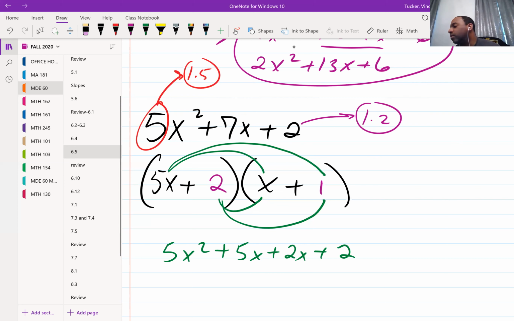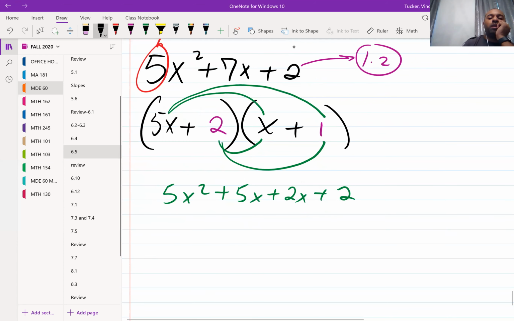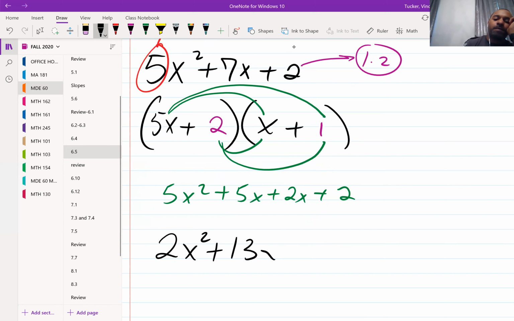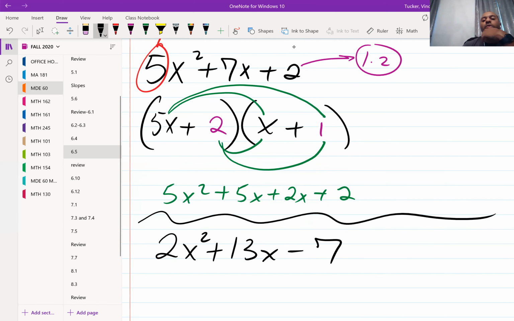Questions before we look at the next one? So once again, you just got to take your time and walk yourself through the process. Don't be in a rush. And like I said, you always start off with what you know has to happen. Then you go to the other parts.